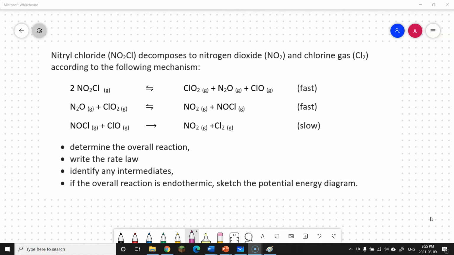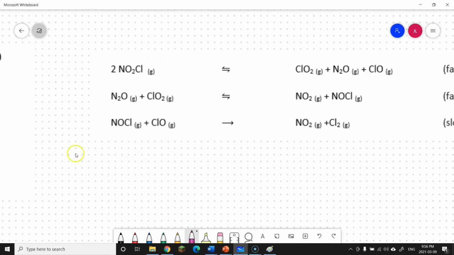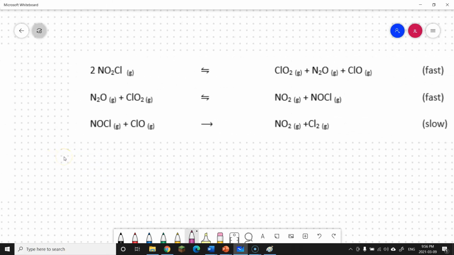Let's take a look at this second reaction mechanism example, where we're asked to determine the overall reaction, our reaction mechanism, identify intermediates, and draw our potential energy diagram. So our first step is to determine our overall reaction. We can do this by combining our reactions together.